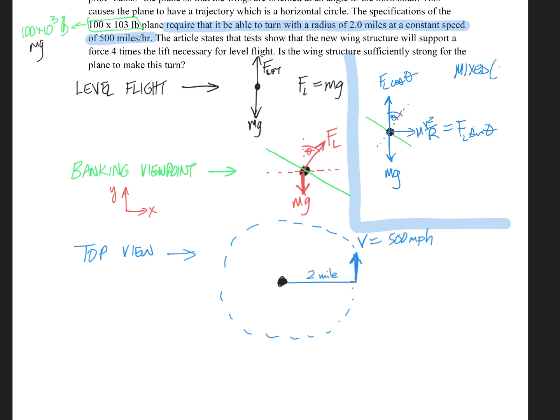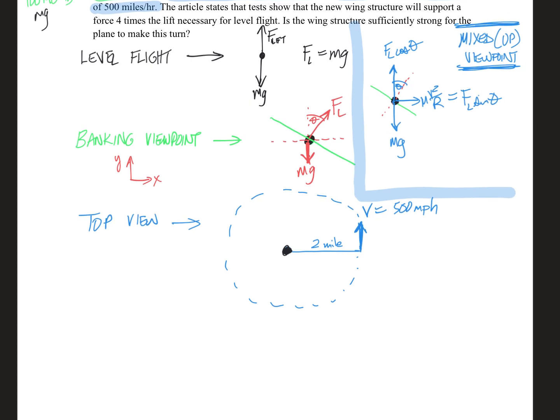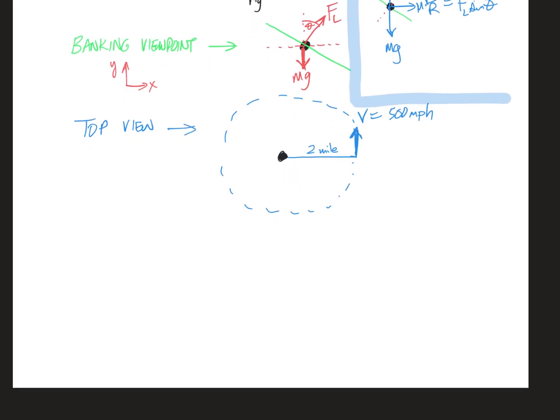And just for humor's sake, I'll go ahead and say mixed up viewpoint, because I know that some of you are thinking that. I won't pretend that it's not there, but let's have a little fun with it. All right, so now I have a force diagram. If you can get to a force diagram, that means you can do sum of forces and get an answer. That's what we're going to do.